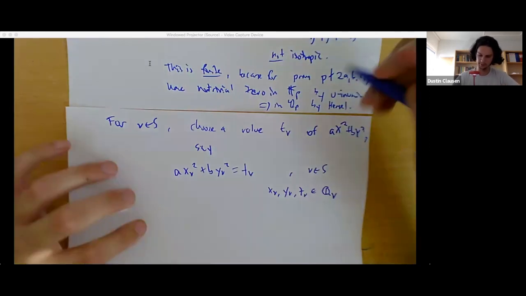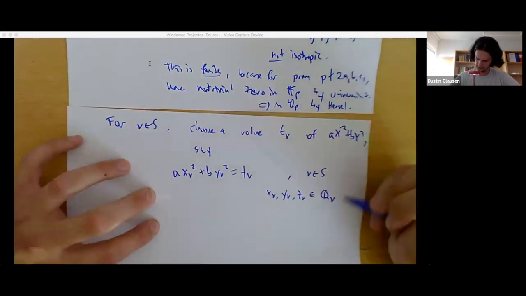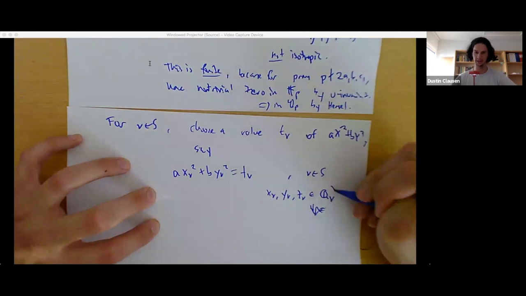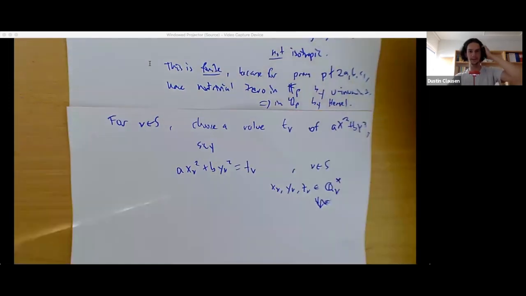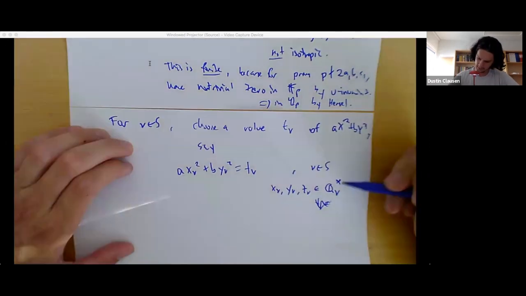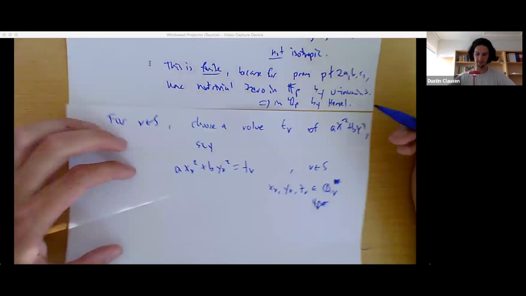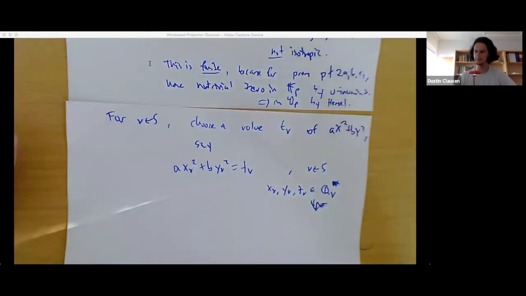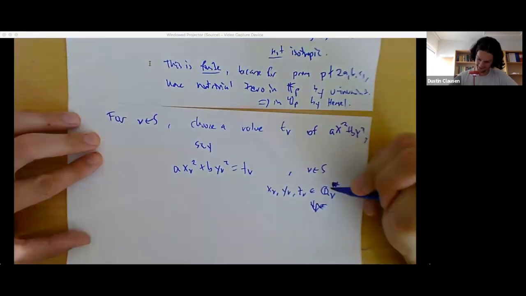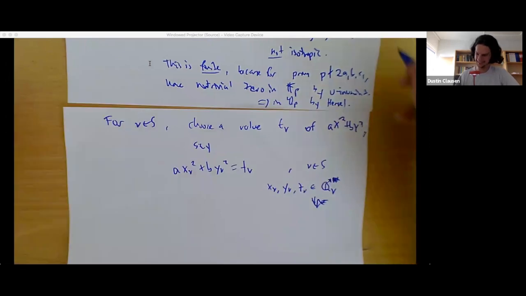And again, we can assume t nu is in, but we can assume they're all in Q nu cross, actually. I don't want to give the little argument for why, but maybe I don't need that, because I'm using the naive form of weak approximation. Maybe I do need it. Oh, sorry, guys, I'm a little confused right now. Let's just put it in.